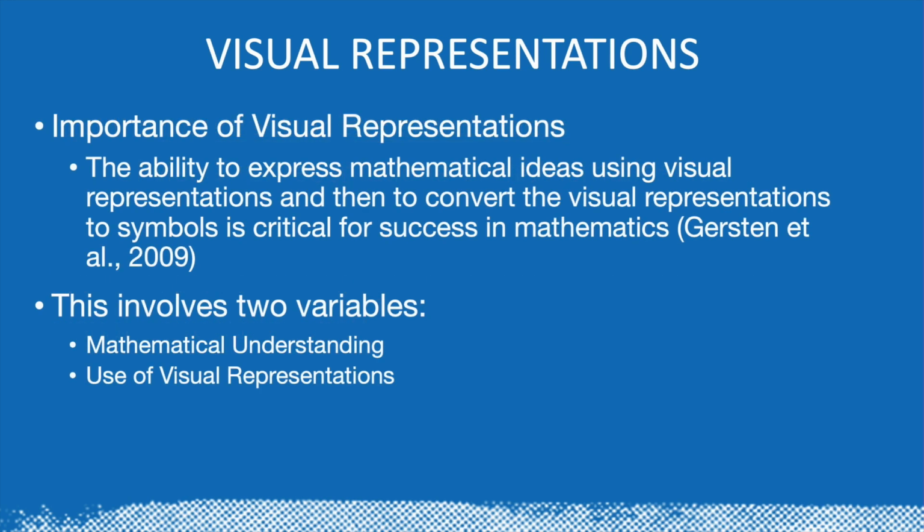This idea of visual representation is the ability to express mathematical ideas using visual representations and then converting them to representation. That's the symbol notation, which is important for math. So in order for interventions to do that, there are really two variables involved: their own understanding of math and how to use the representations.